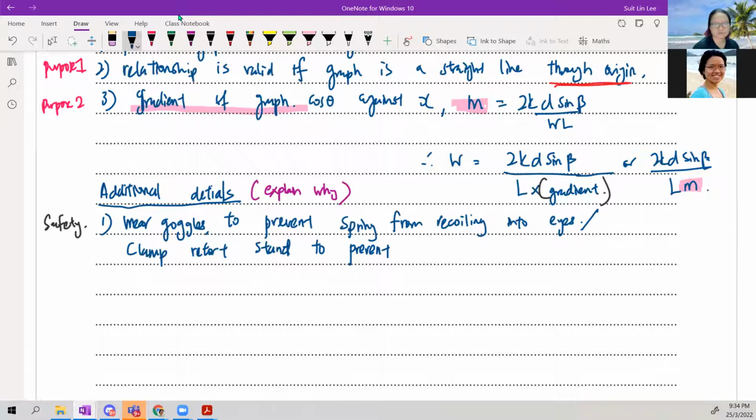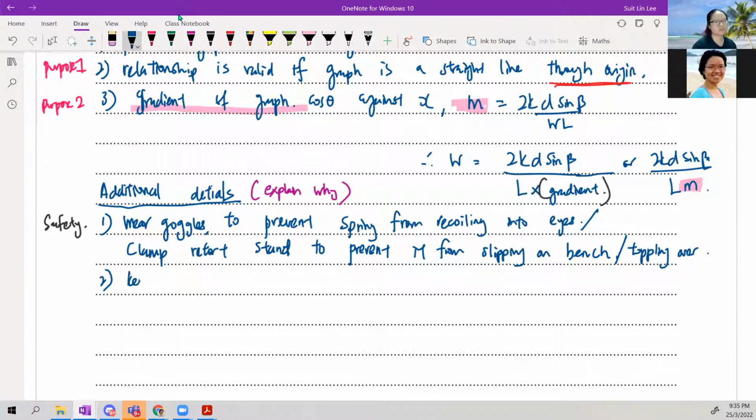To prevent it from slipping on the bench, sliding on the bench, or toppling over. All right, number 2.